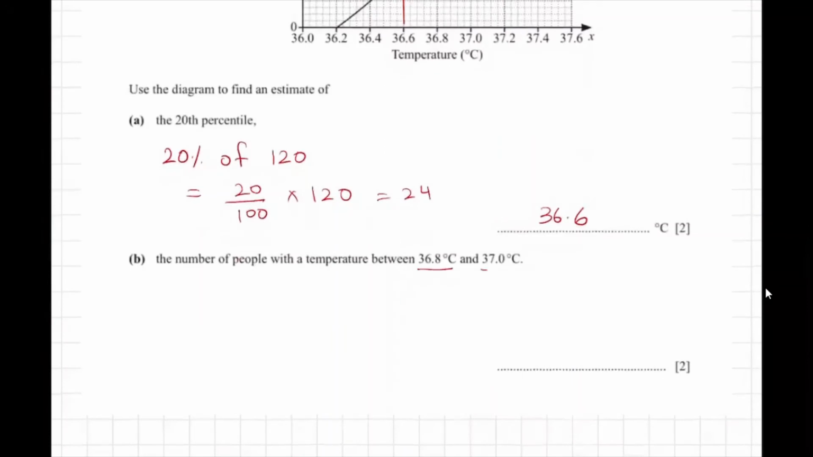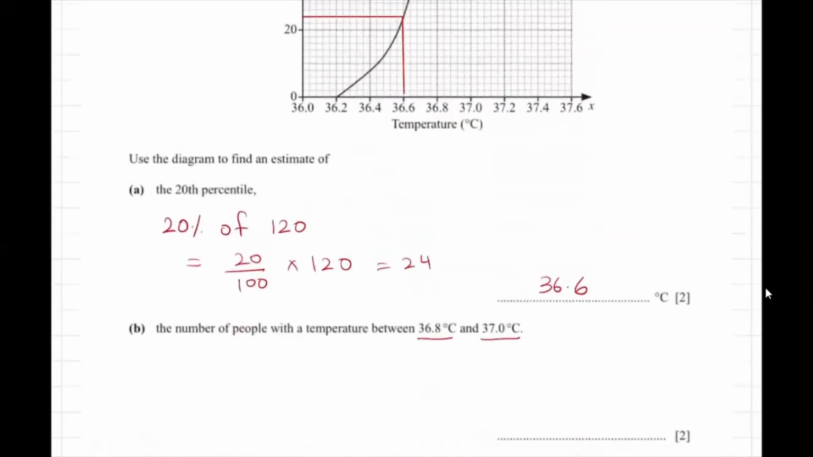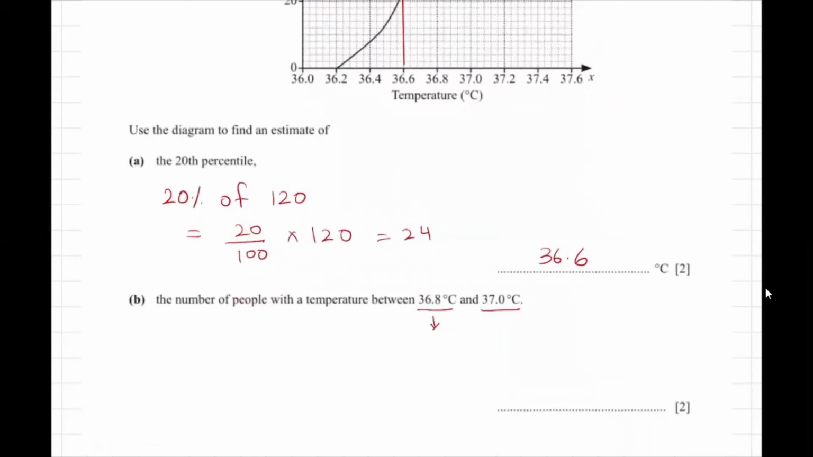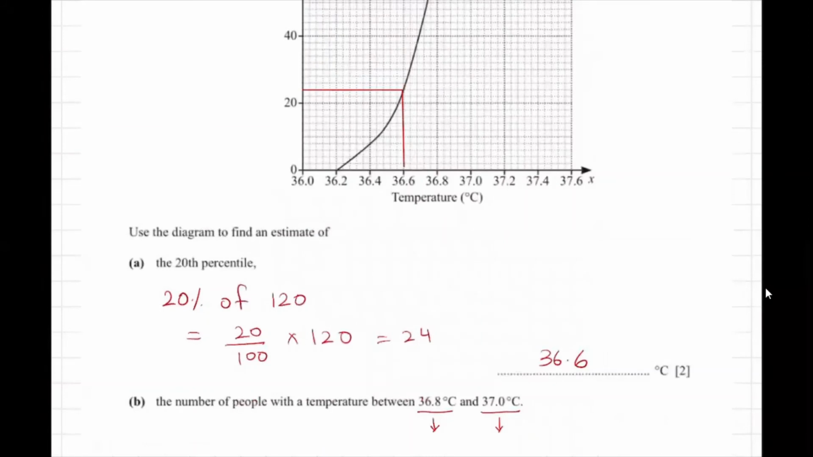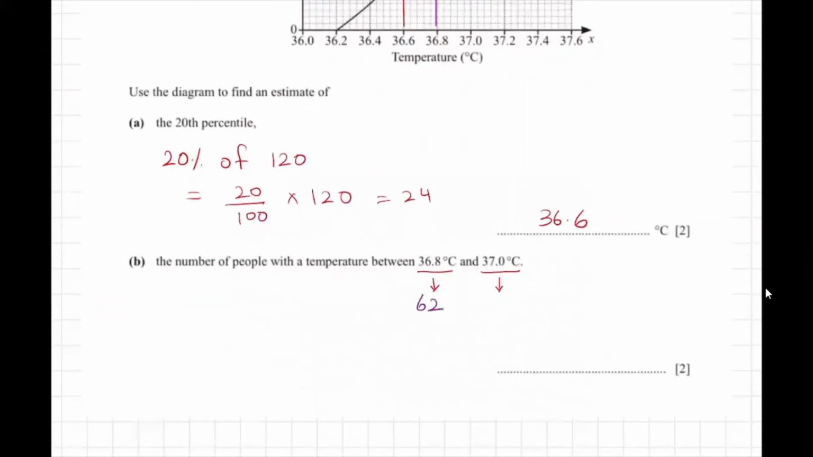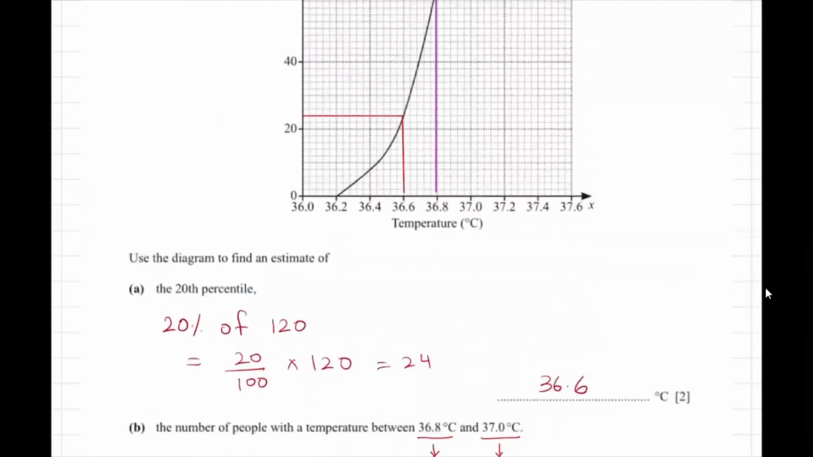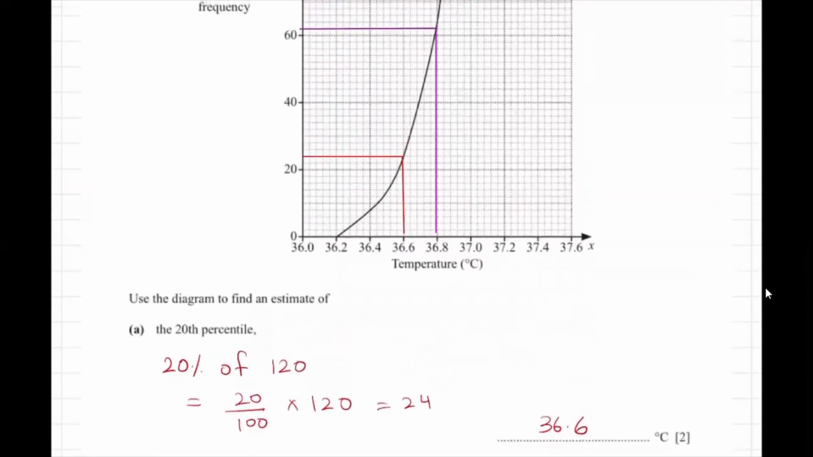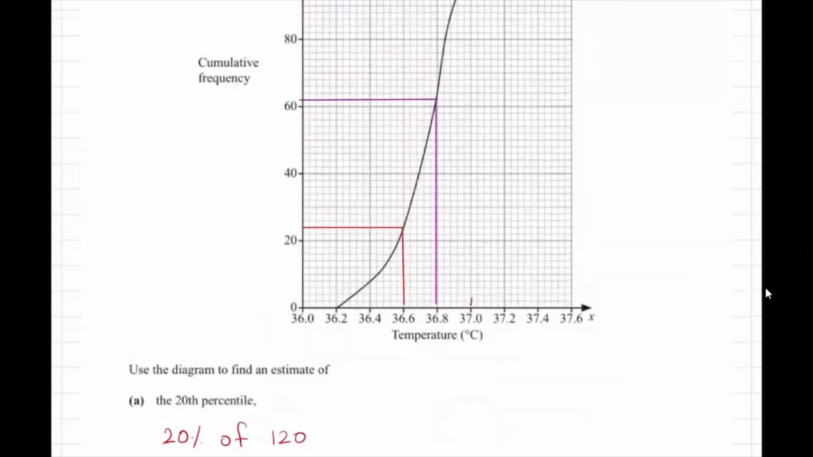The number of people with a temperature between 36.8 and 37 degrees. So first of all, let's find what is the corresponding value of this. What is the corresponding value of this? The corresponding value of 36.8 is, okay, this is this value over here, which is 62. And 37.0. 37.0 is here.